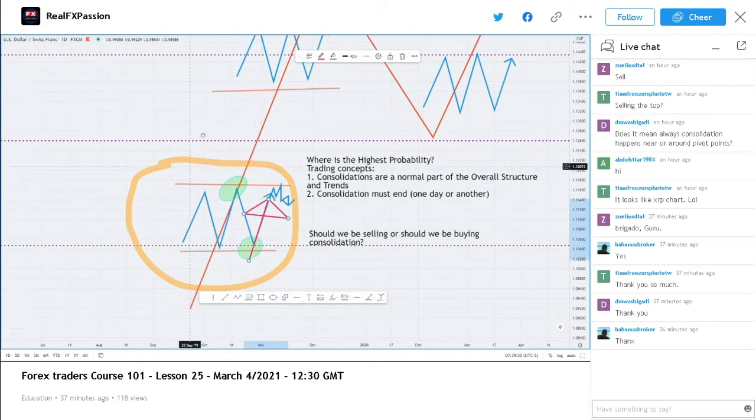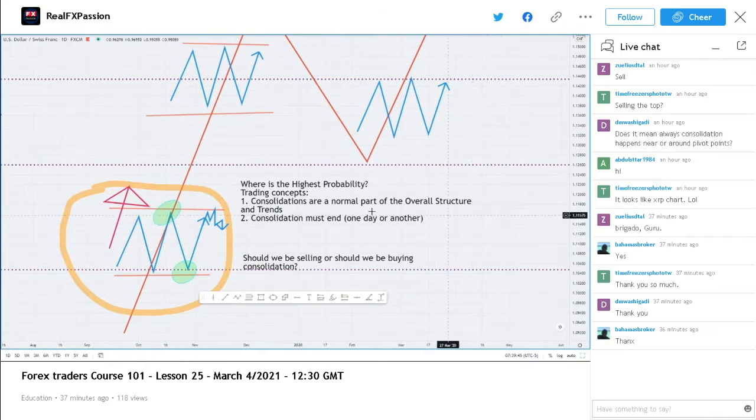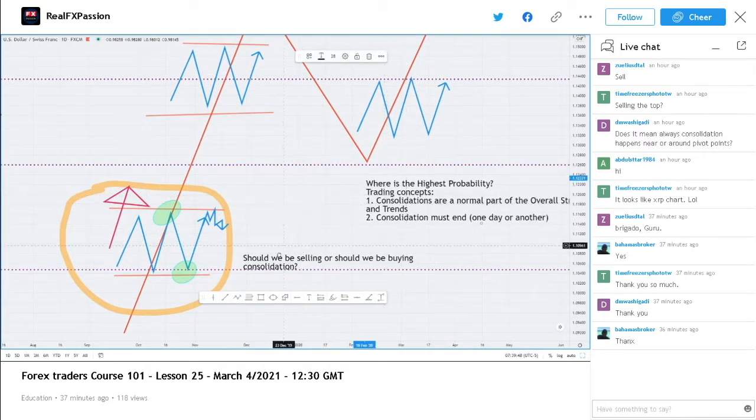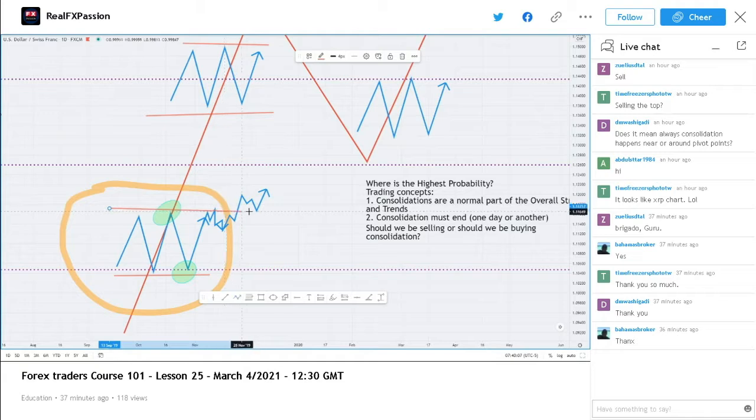Okay, great. So yes, based on this logic, everybody, the highest probability is to buy, right? Now let's move forward. I'm going to give you a tricky question, everybody. Pay attention. Once the market breaks out of consolidation, something like this, is it wise to buy?